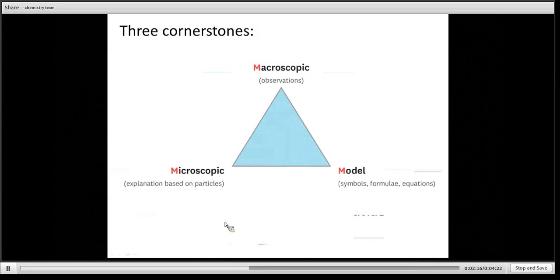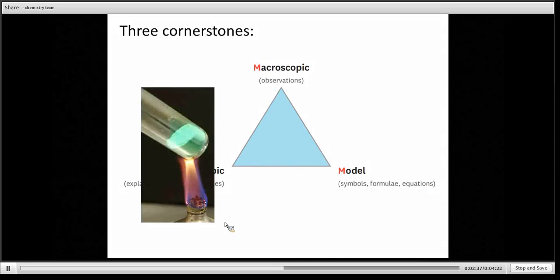Now, what do you need to focus on in this module? First of all, think of the 3 cornerstones. The macroscopic is what you see and hear and feel. The microscopic is your explanations based on what's happening at the particle level. And then the model, which is your representation of those observations and explanations.